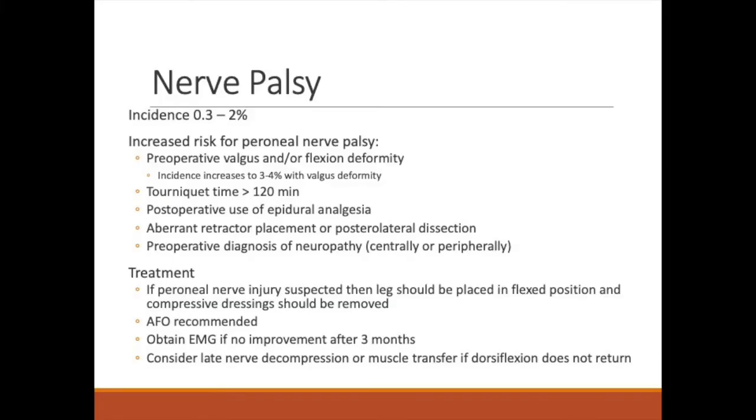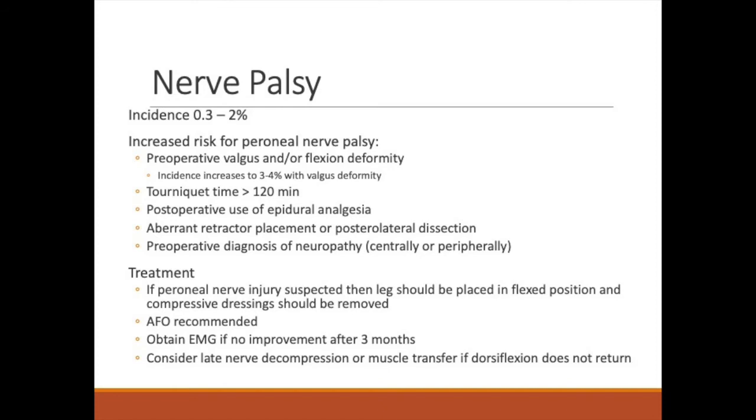Nerve palsy is another very rare complication with the incidence around 1%. Increased risk for peroneal nerve palsy when there's a significant preoperative valgus deformity or flexion contracture, if there's an extended tourniquet time greater than 120 minutes with compression on the leg and the nerves, if there's postoperative use of epidural analgesia, that may keep those nerves shut off for quite a while. And if they have a preoperative diagnosis of peripheral or central neuropathy, there is a higher risk of worse palsy postoperatively, probably due to hypersensitivity of the nerves already in the presence of damage.